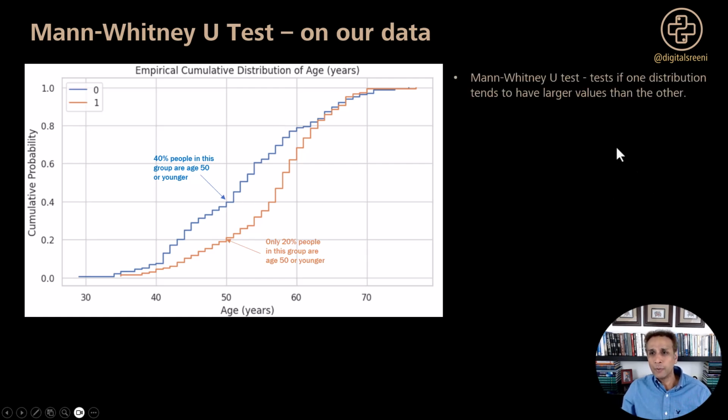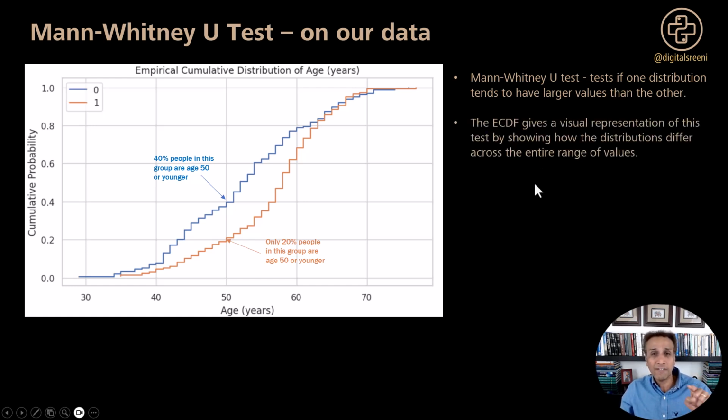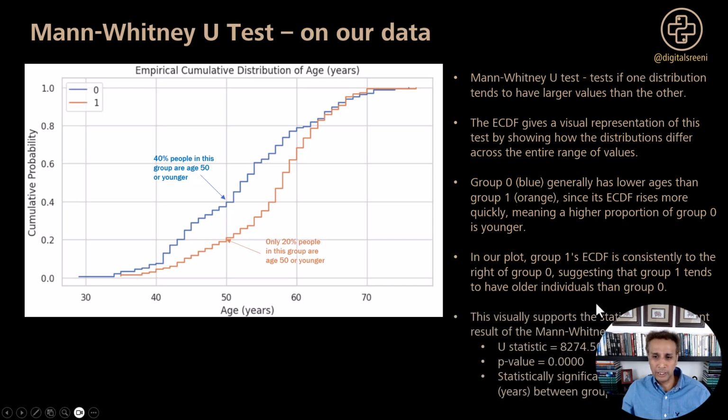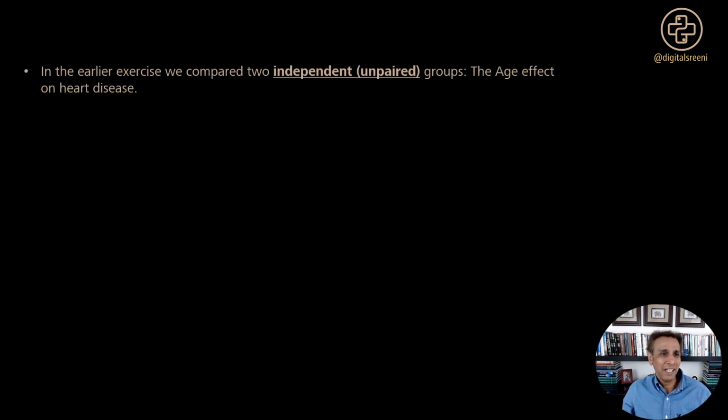Okay, so the Mann-Whitney U test is a test that checks if one distribution tends to have larger values than the other. This ECDF goes along with it because it gives you a visual representation of this test by showing you how the distributions are different across the entire range of these values. And of course, I explained what these two groups are, so you can look at these later on, but no point in reading the text. Please listen if you can.